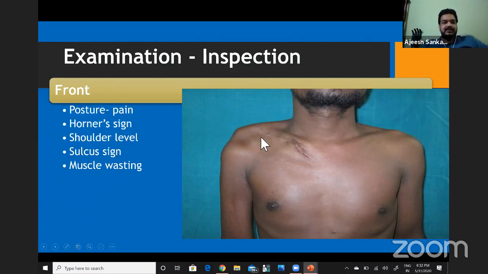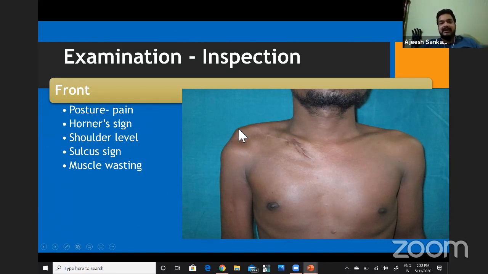With the posture of the patient, is there a sag in the shoulder levels, Horner sign which would be visible, and a characteristic sign of an upper plexus or a global palsy would be the sulcus sign. And the sulcus sign means that this area appears empty, and there's a sulcus which develops between the acromion and the humeral head, because the weight of the limb is now pulling the humeral head downwards, and there is no tone of the deltoid.